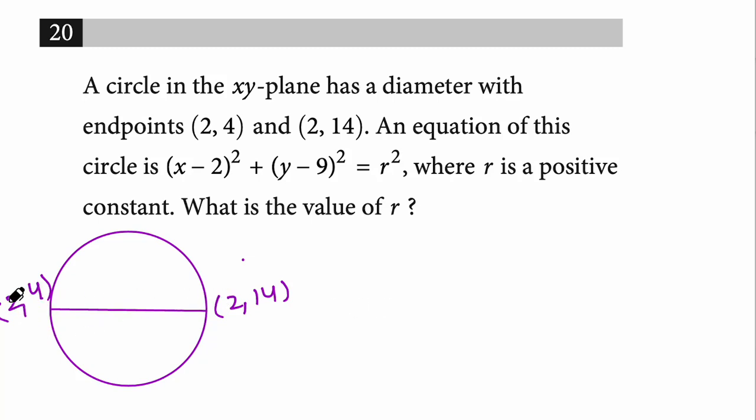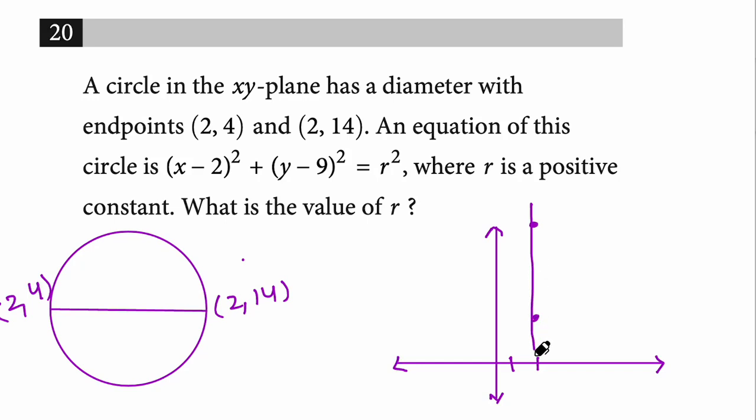You see, the x coordinates are the same. That means it is some line. I am drawing it because I have to explain the concept. If you imagine it, x is always 2, and y is 4 at one point and 14 somewhere here. So it is a line parallel to the y-axis, because its x coordinate is the same and the y coordinates are different. That is (2, 14) and (2, 4).